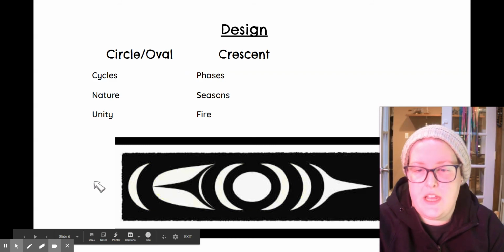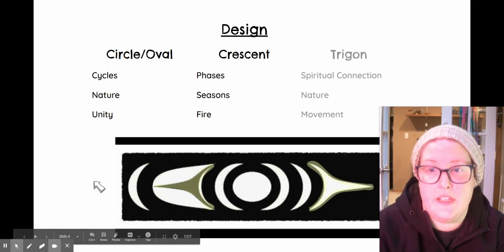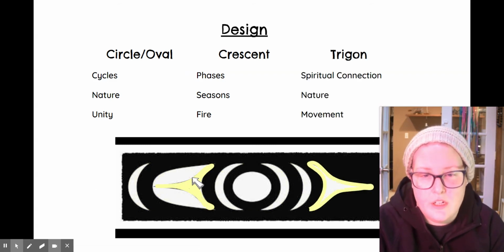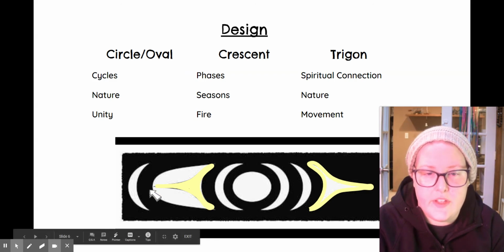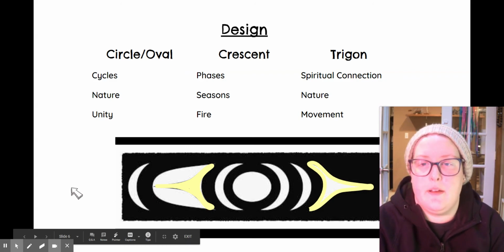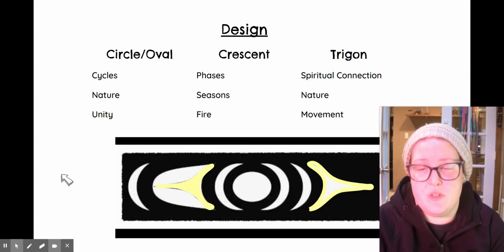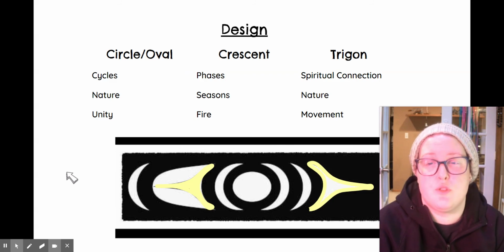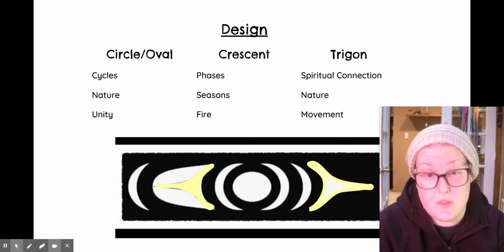And our last shape that is predominantly featured here is the trigon, which is inside of this extended crescent here, and it's also in this negative space. And the trigons can also represent movement, and they also represent a spiritual connection, especially with nature.